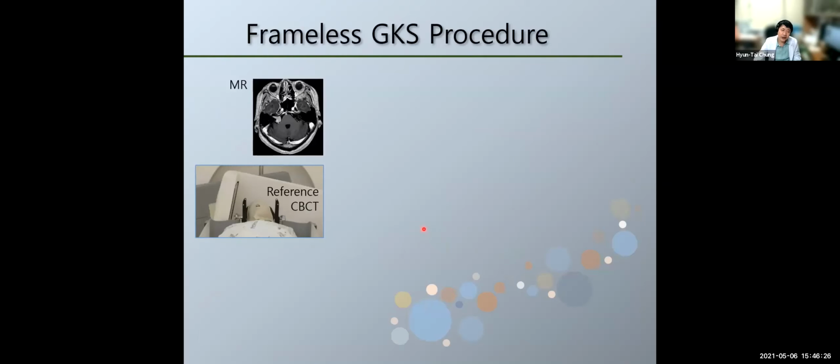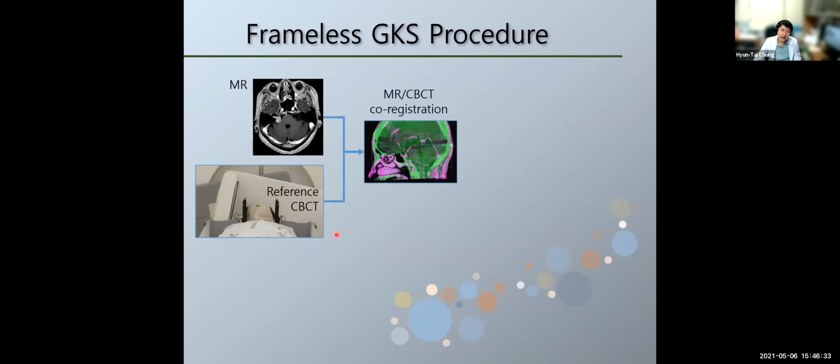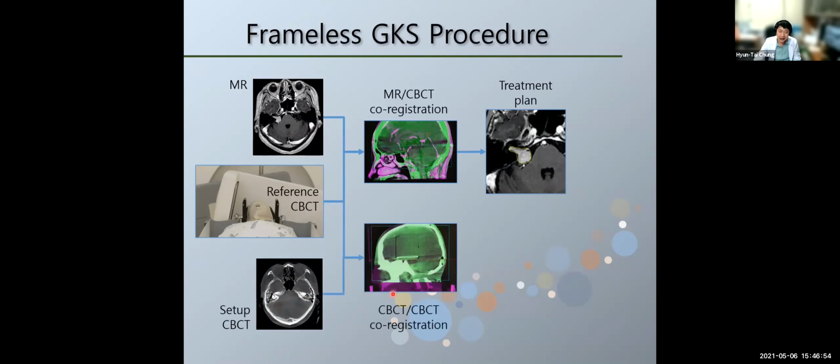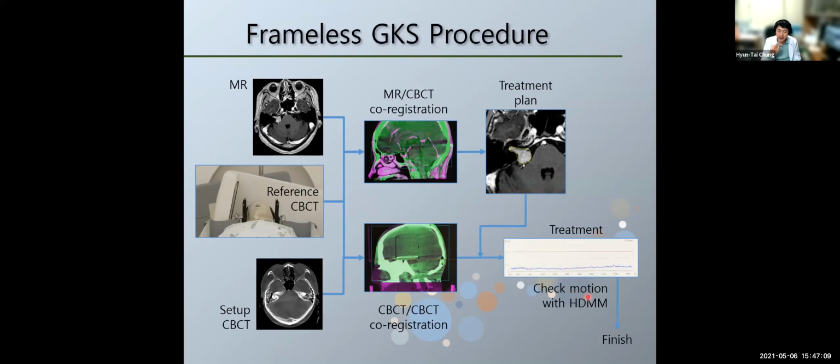This is a typical procedure. We have non-stereotactic MR images, and we take the reference cone beam CT, then register these two images. Then we have stereotactic coordinates for the MR images, so we can make the treatment plan. After finishing the treatment plan, we take the patient to the machine and take another cone beam CT. During this, the patient may have moved, so we need to register again. If we find any movement, the LGP automatically converts the coordinates of the shots, and we can start the treatment. During the treatment, we can check the patient motion with the high definition motion measurement system. After it finishes, the patient can go home.